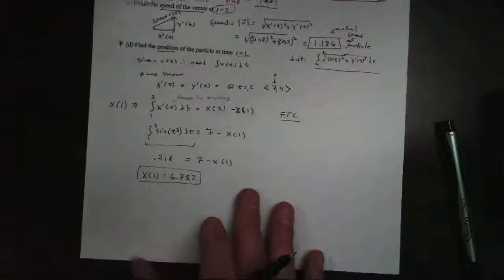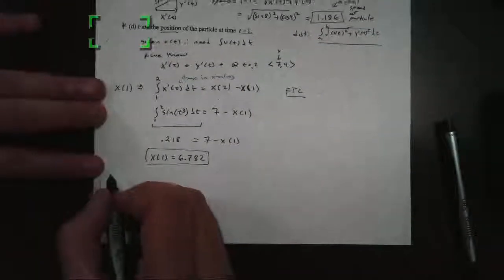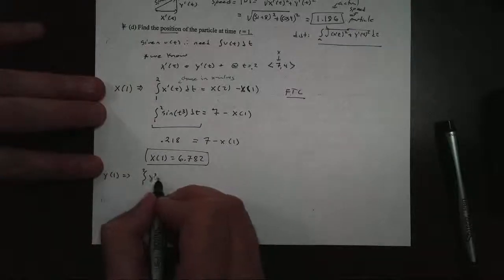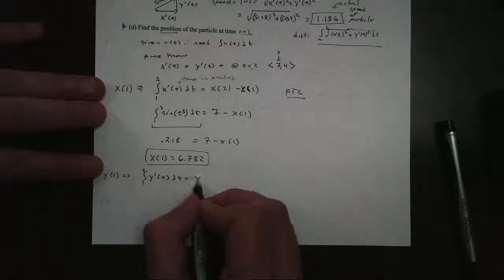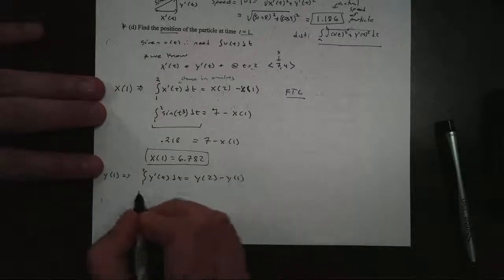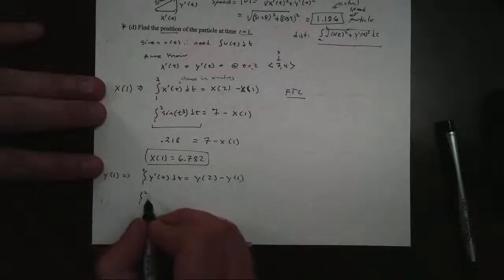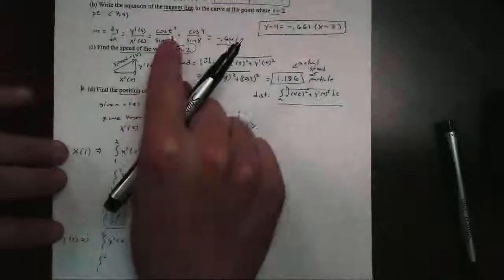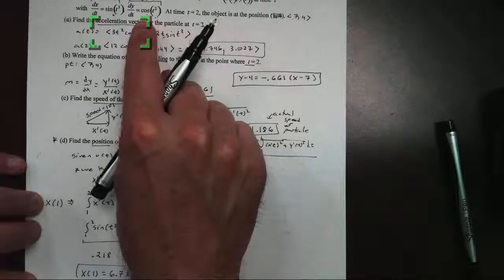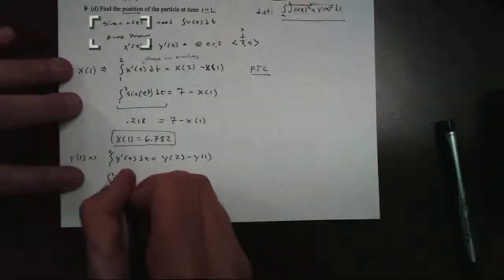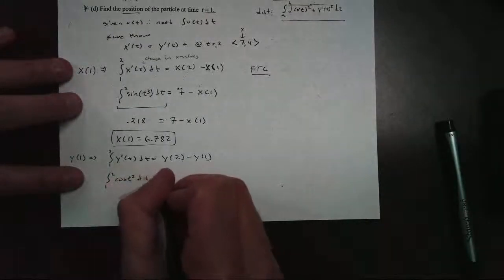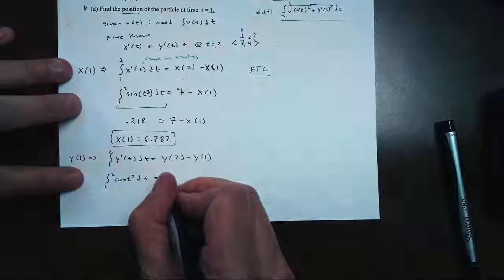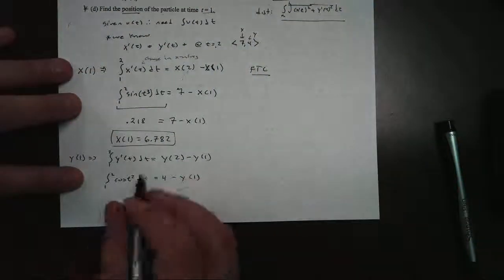Now, to get the y coordinate, we do the same thing. Y of 1 from 1 to 2, but this time we use y prime of t dt. That's going to equal y of 2 minus y of 1. And again, if I just use my calculator, now I do know the antiderivative, the derivative of y prime. It is up here. There it is, cosine of t squared. That goes here. Cosine t squared dt. My y value at 2, I know is 4 minus my y value at 1, which is what I'm looking for.